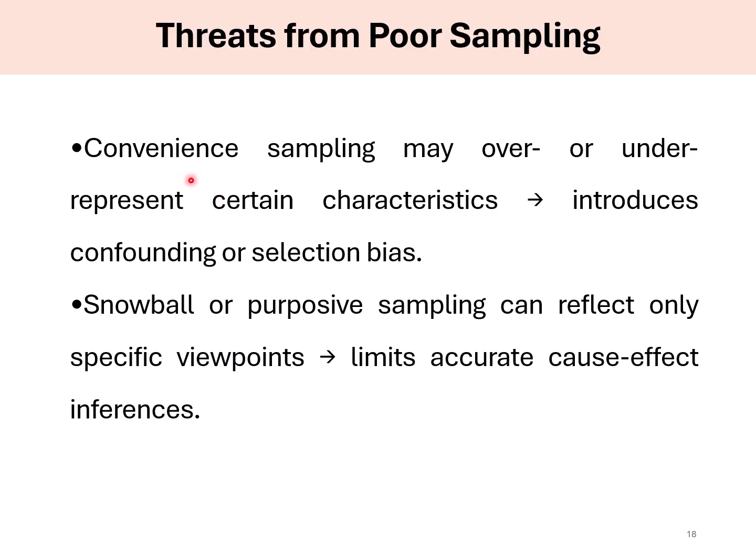So, threats from poor sampling. Convenience sampling may over- or underrepresent certain characteristics and introduces confounding or selection bias. Snowball sampling or purposive sampling can reflect only specific viewpoints, which limits accurate cause-effect inferences. So in quantitative research, we usually try to avoid non-probability sampling, convenience, snowball, or purposive sampling. So ideally, probability sampling techniques are the best ones.